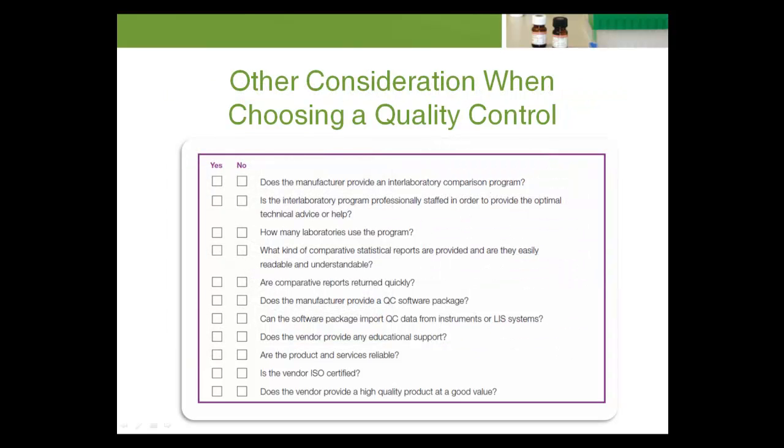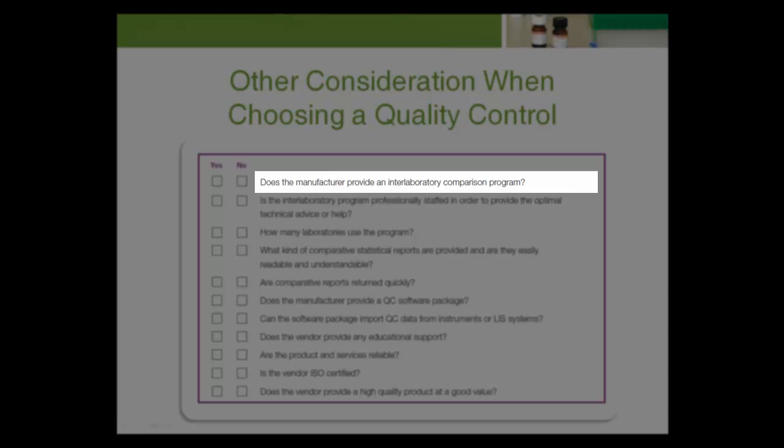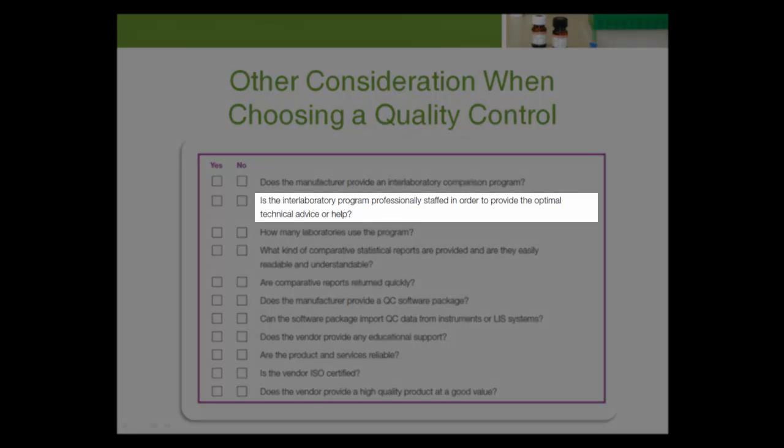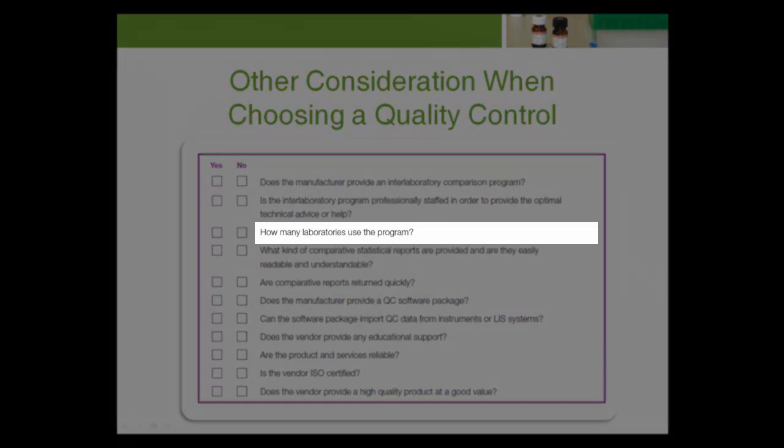While pricing and the appropriateness of analyte concentrations is important, the quality control product purchase decision should also take into consideration the value of other services provided by the manufacturer. The quality control purchaser should have the following in mind when evaluating a quality control product. Does the manufacturer provide an interlaboratory comparison program? Is the interlaboratory program professionally staffed in order to provide the optimal technical advice or help? How many laboratories use the program?